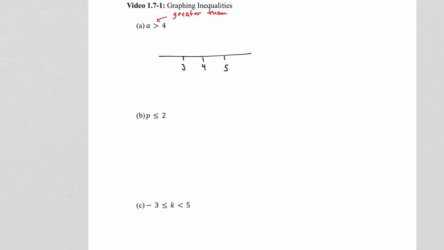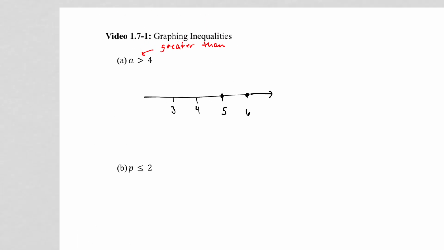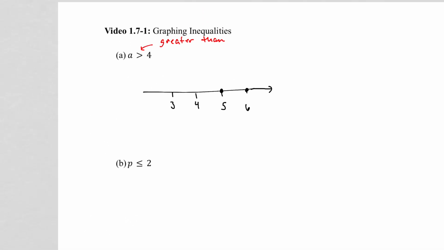So that means any number to the right of 4, so that's 5, that's 6, and every other number to the right, and that includes every fraction and decimal in between. So it's going to include all of these numbers right up to, but not including 4. So we're going to put an open point there. So that is our graph of A is greater than 4.